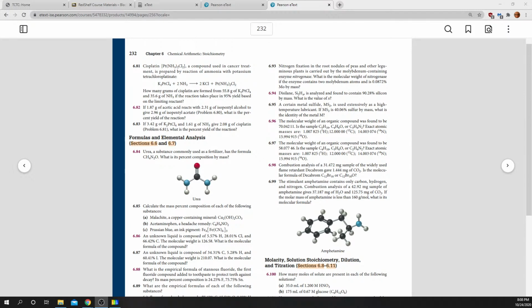So, percent composition. First, we need its total mass. CH4N2O. It's percent composition by mass. So 1 times 12.011, 4 times 1.0079, 2 times 14.007, 1 times 15.999.